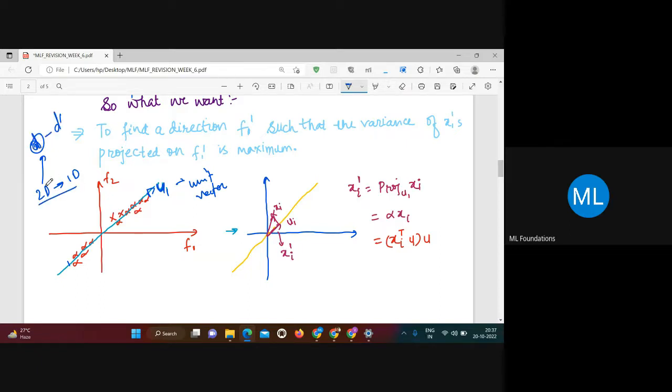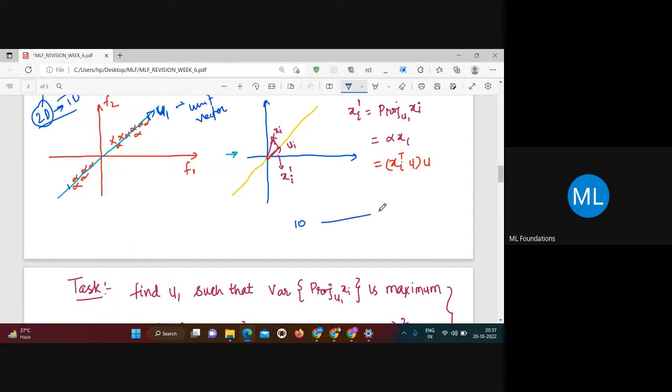So from two dimensions, if I need one dimension, I was just getting one direction where the variance is maximum. If I need to go from D to D dash, I also need D dash directions where the variance is maximum. For example, if I need to convert from 10D to 3D, I'll be needing three directions. For the first direction, the variance would be maximum, at the peak. The second would be less than this, and the third would have even less variance.